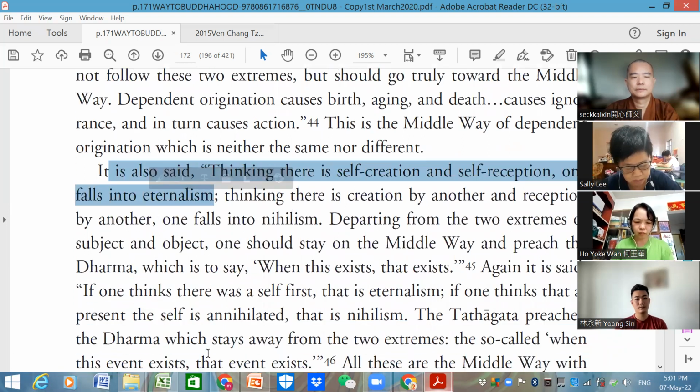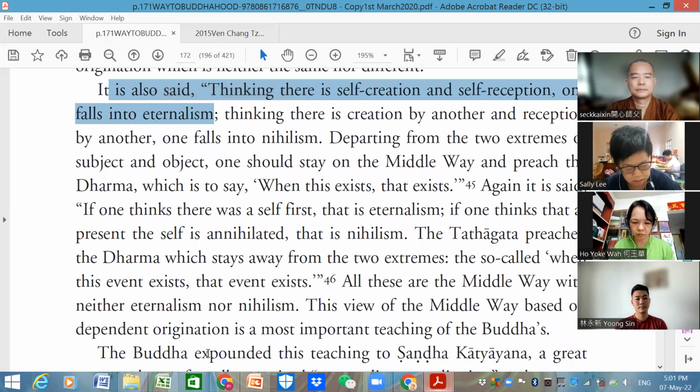It is also said, thinking there is self-creation and self-reception, one falls into eternalism. Thinking there is creation by another and reception by another, one falls into nihilism. Departing from the two extremes of subject and object, one should stay on the middle way and preach the Dharma, which is to say, when this exists, that exists.